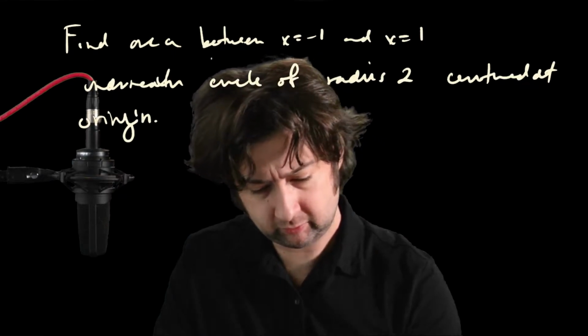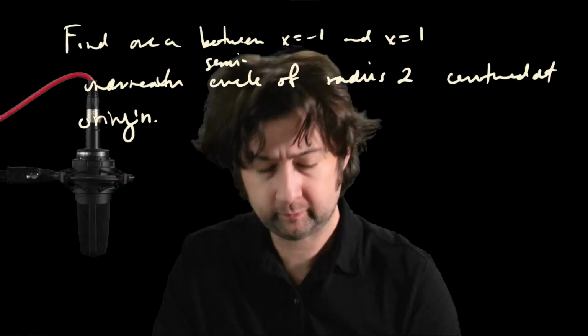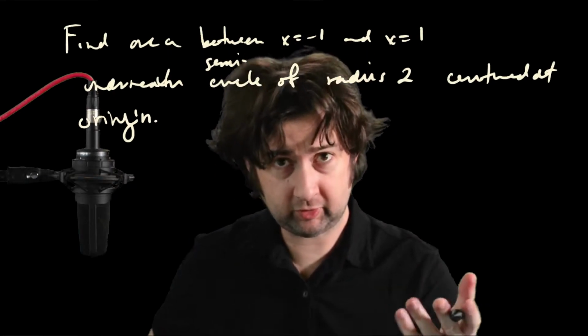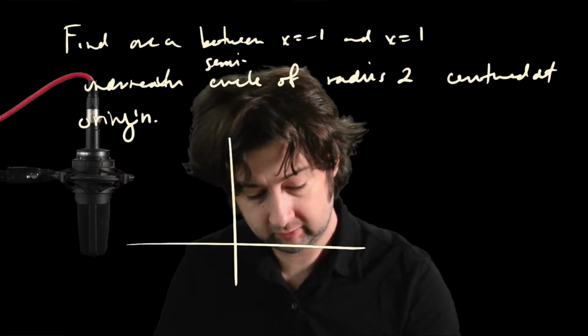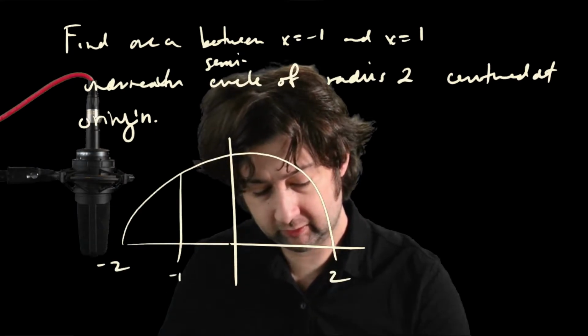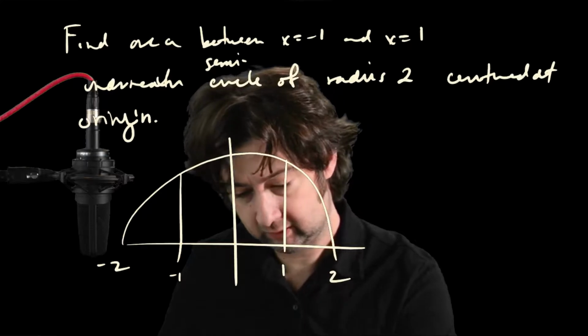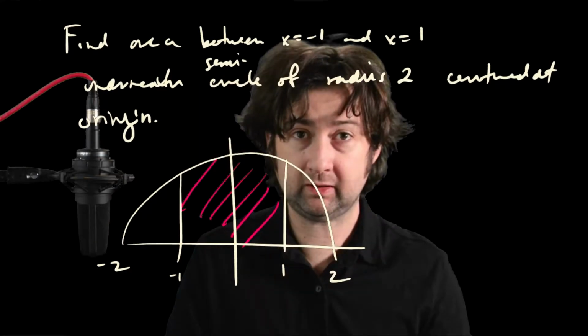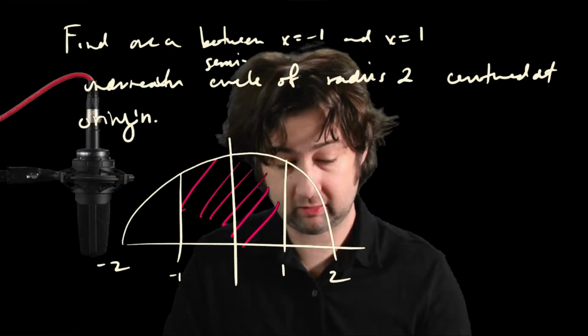And I don't really want a circle here, I want a semicircle. So this is the same question that we began with. The idea here is that I have a circle that looks like this, and I want to know the area between here and here. So I'm going to write down the integral that represents that area.